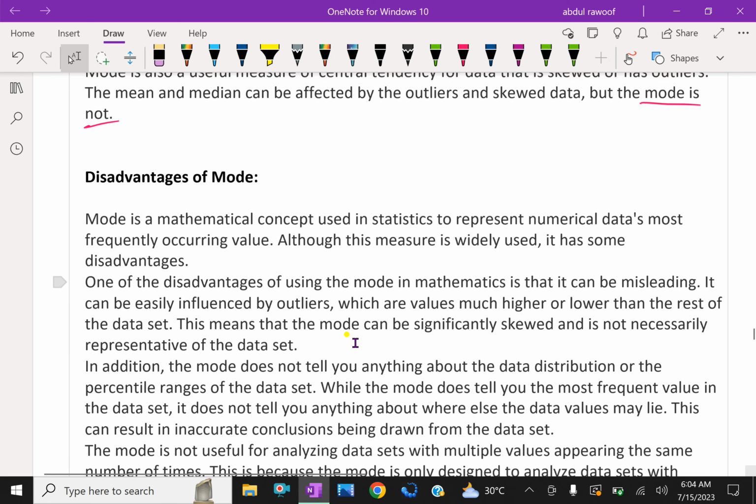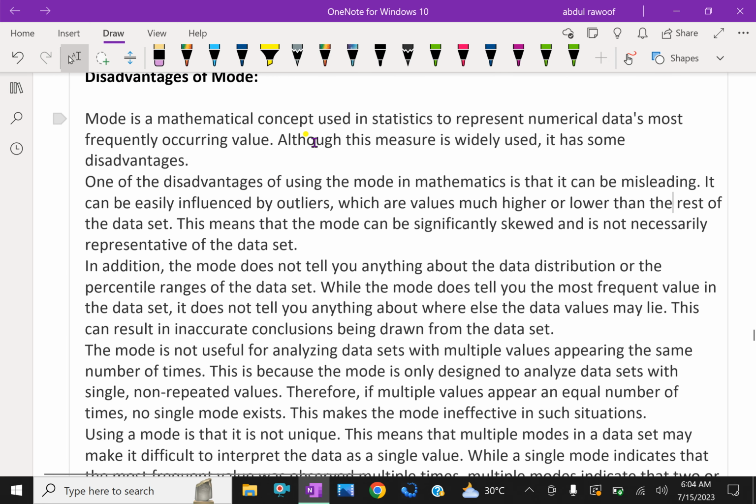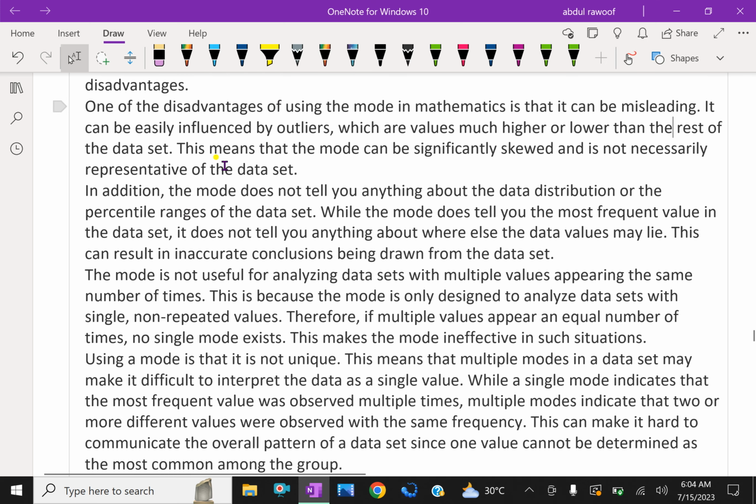Disadvantages of mode. Mode is a mathematical concept used in statistics to represent numerical data's most frequently occurring value. Although this measure is widely used, it has some disadvantages also. One of the disadvantages of using the mode is that it can be misleading. It can be easily influenced by outliers, which are values much higher or lower than the rest of the data set. This means that mode can be significantly skewed and is not necessarily representative of the data set.